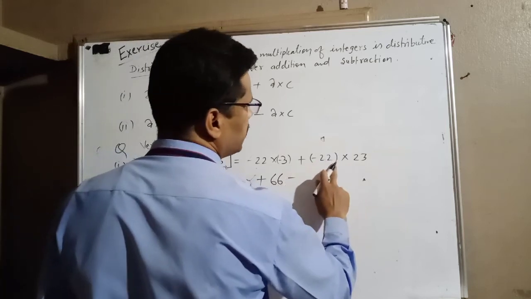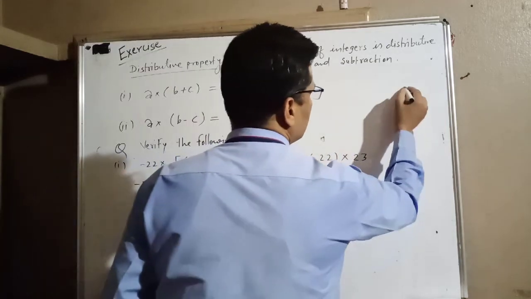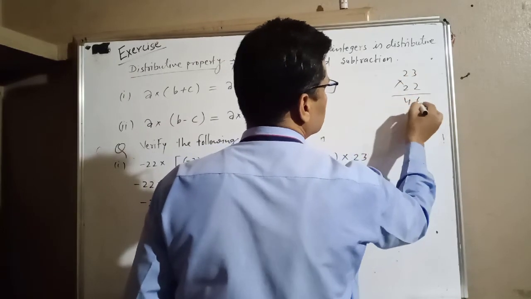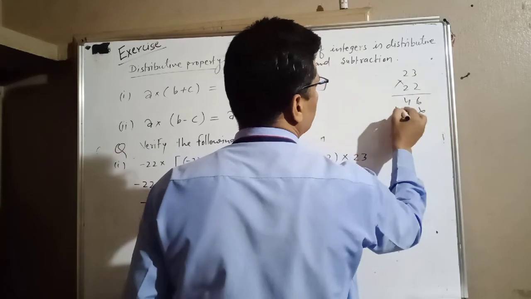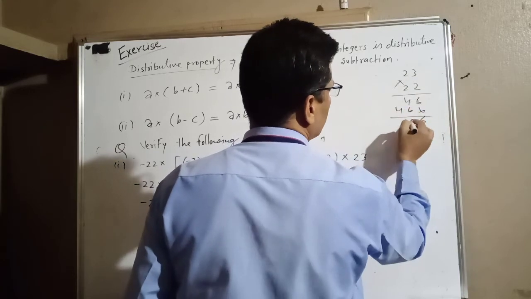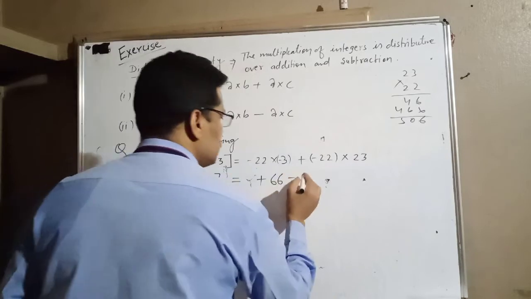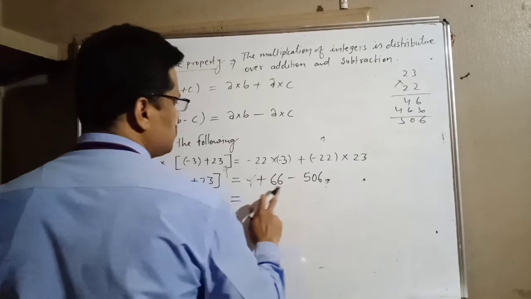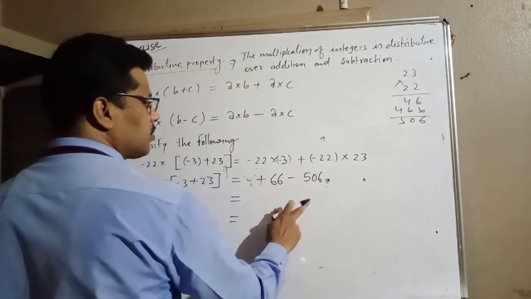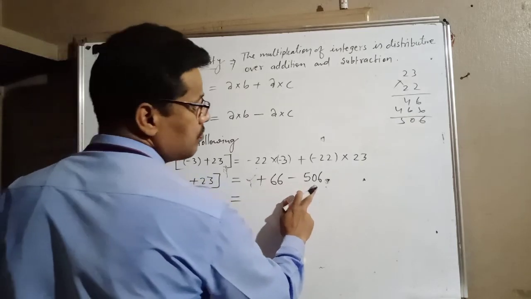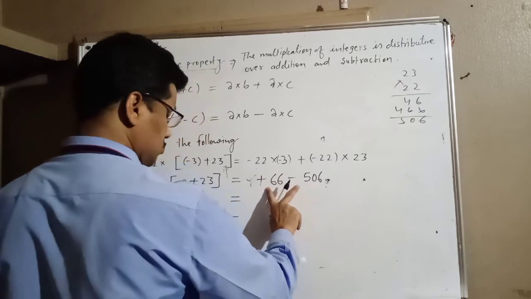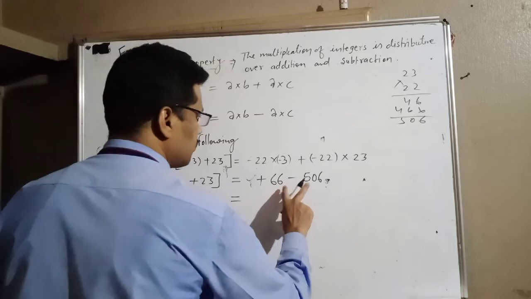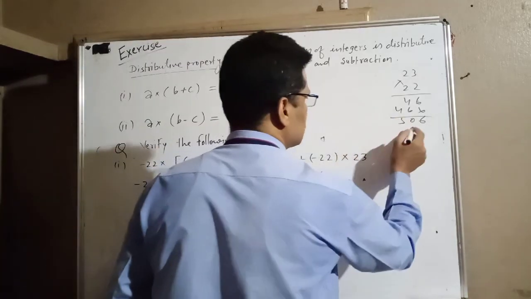Now you multiply 22 into 23. If you multiply 22 multiplied by 23, you get 46, again you multiply. So what do you get? 506. So we can write here 506. This negative is positive. Okay. So you subtract this 66 from 506, because they are having opposite sign. We will subtract. You subtract 506, we have to subtract 66.